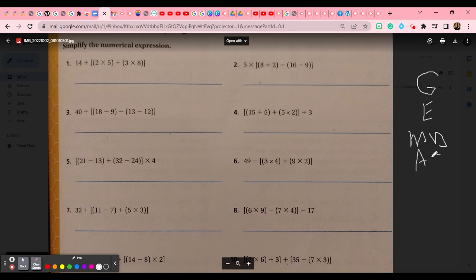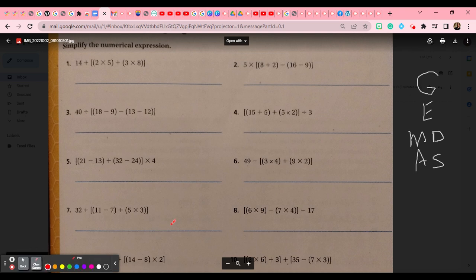Hello, class. Again, I'm writing my GEMDAS down. Let me rewrite my D there. It's a little bit hard to see. You notice at the start of every one of these, I write my GEMDAS down to remind myself what my order of operations are.